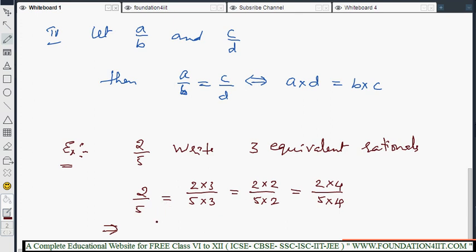That means 2 by 5 is equal to, just simplifying, 2 threes are 6 by 15, 2 twos are 4 by 10. These are equivalent fractions. 8 by 20. So the 3 equivalent rational numbers for 2 by 5 are 6 by 15, 4 by 10, 8 by 20. So these are all the equivalent rational numbers.